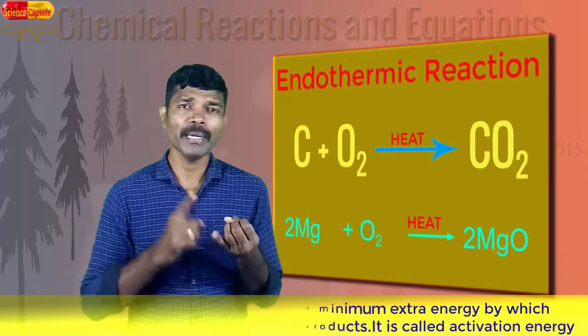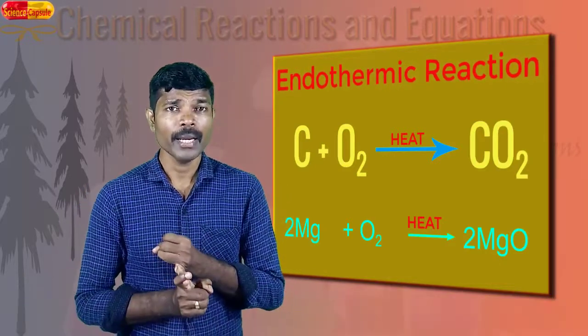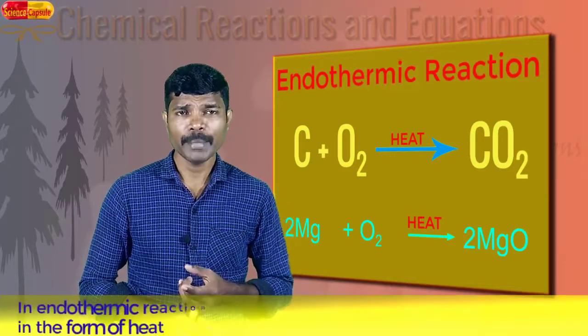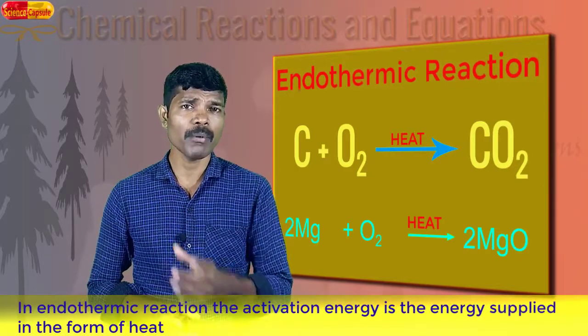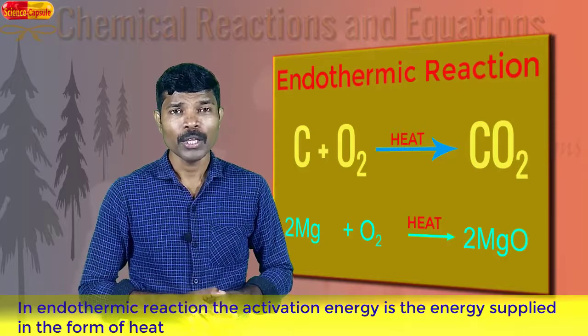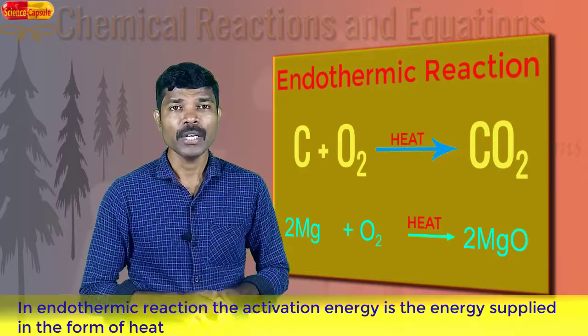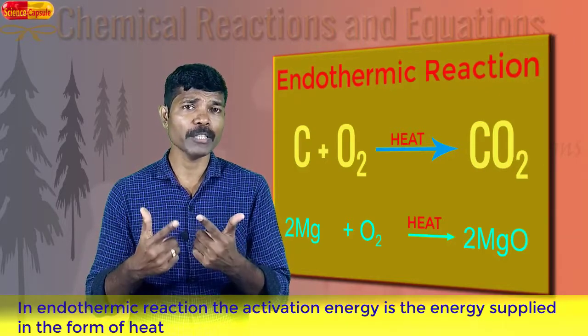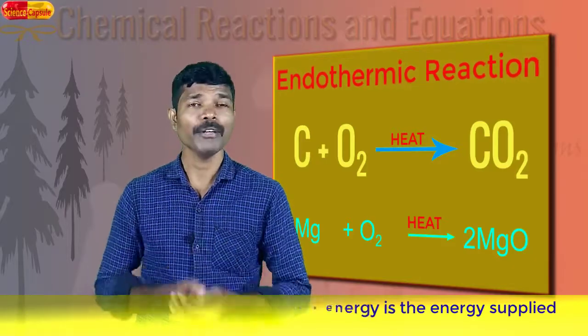Here we know that magnesium ribbon burns in air and produces magnesium oxide. That means magnesium gives magnesium oxide only when it is heated in presence of air. So here we are supplying heat. So whenever a chemical reaction takes place with the help of heat, we call it an endothermic reaction.